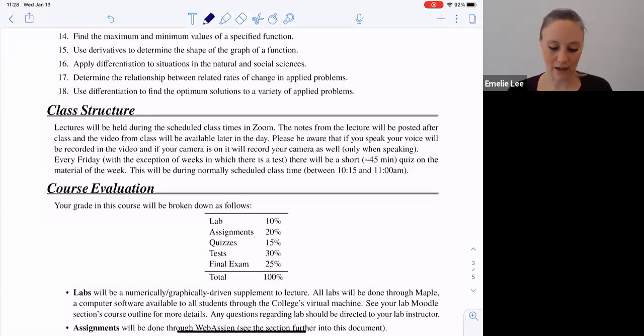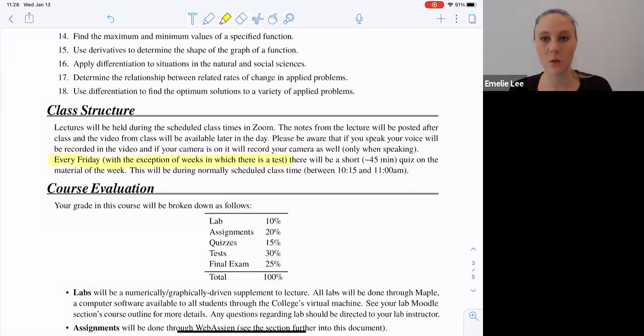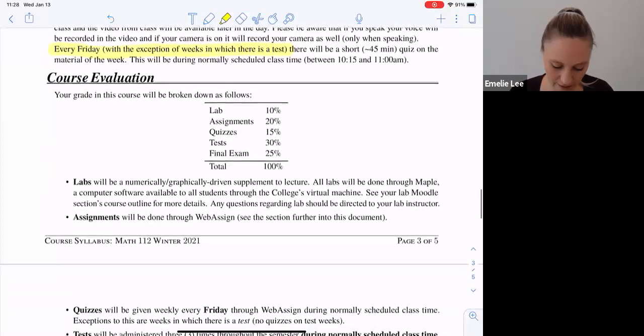So we're going to have quizzes. And there's more on that after. I guess I moved some chunks around. But every Friday, we'll have a brief 45-minute quiz during class time. It'll be at the beginning of our class time, we'll have a 15-minute buffer zone. And then it'll be a WebAssign quiz that you'll do, and that'll count towards your quiz grade as the 15%.